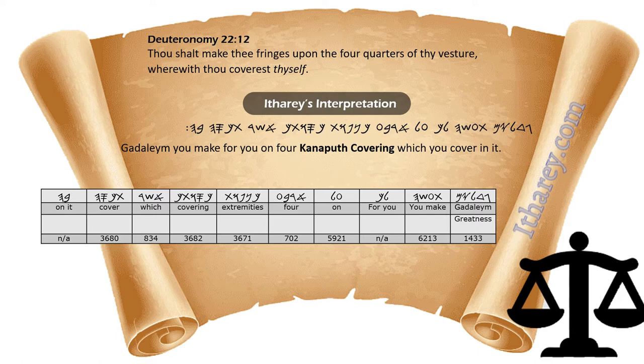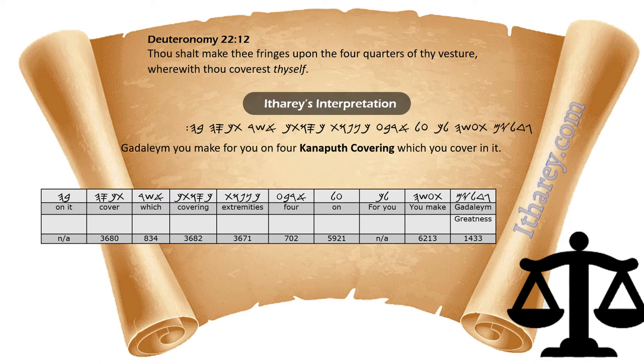It's not telling you to put zitzats on it. Gadalim is not zitzats. It's not fringes. Now, I know when you go to Strong's 1433, they tell you it's fringes. But gadal means great, magnify, greatness. It has to do with increasing and greatness. Gadalim hardly happens in the scriptures, and when it does, only one time is it translated as tassel, and that's in this verse, Deuteronomy 22, verse 12.